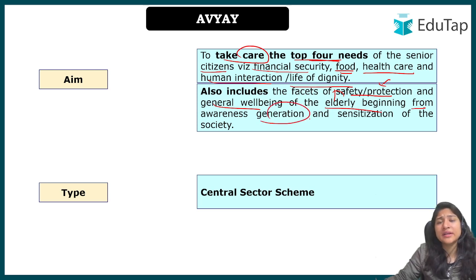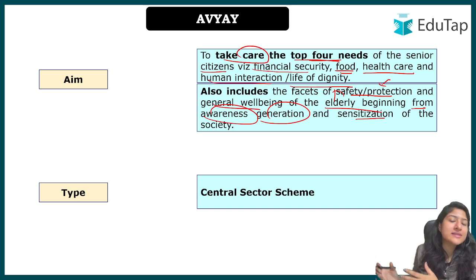And how can this be done, how can they be protected, how can they be respected? We have to sensitize the new generation, we have to sensitize society that even though now the senior citizen may not directly help us with the work, may not directly help us with financial security, still we have to take care of them. This will be done by creating awareness with the new generation that is coming, and sensitizing them so that they actually respect and take care of the elders, right? So these are the two aims.